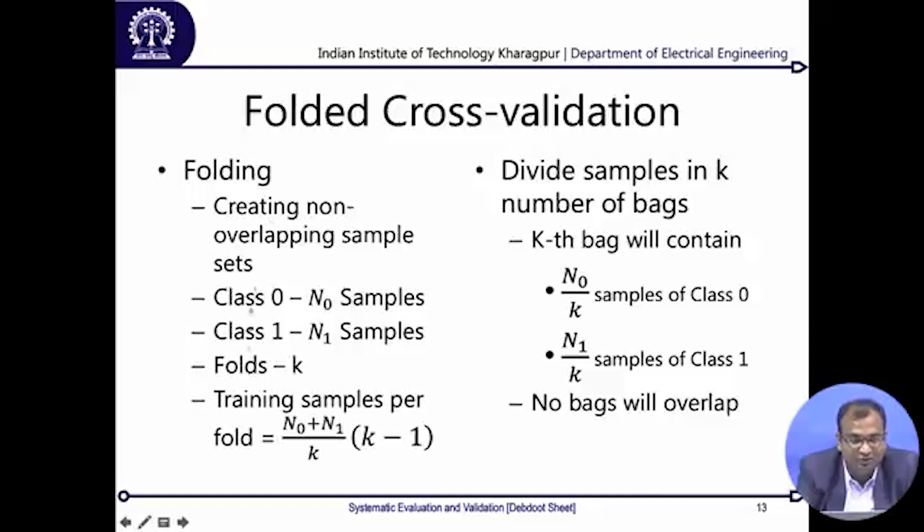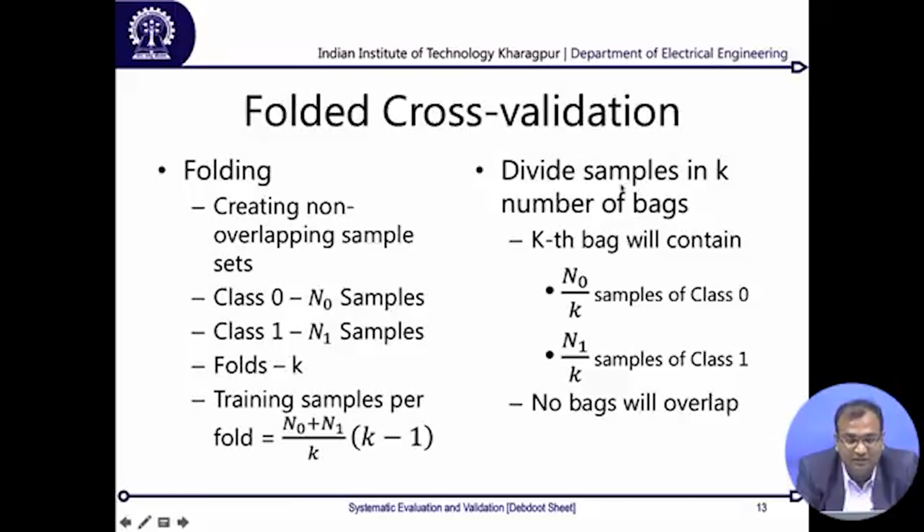Say I have a 2 class problem, class 0 and class 1, and for class 0 I have n0 number of samples, and for class 1 I have n1 number of samples, and I say that I am going to use k number of folds. Then I am going to train with (n0 plus n1) divided by k times (k minus 1) number of samples, and I am going to test on (n0 plus n1) by k number of samples, under the constraint that you will have to create k number of bags for doing the same.